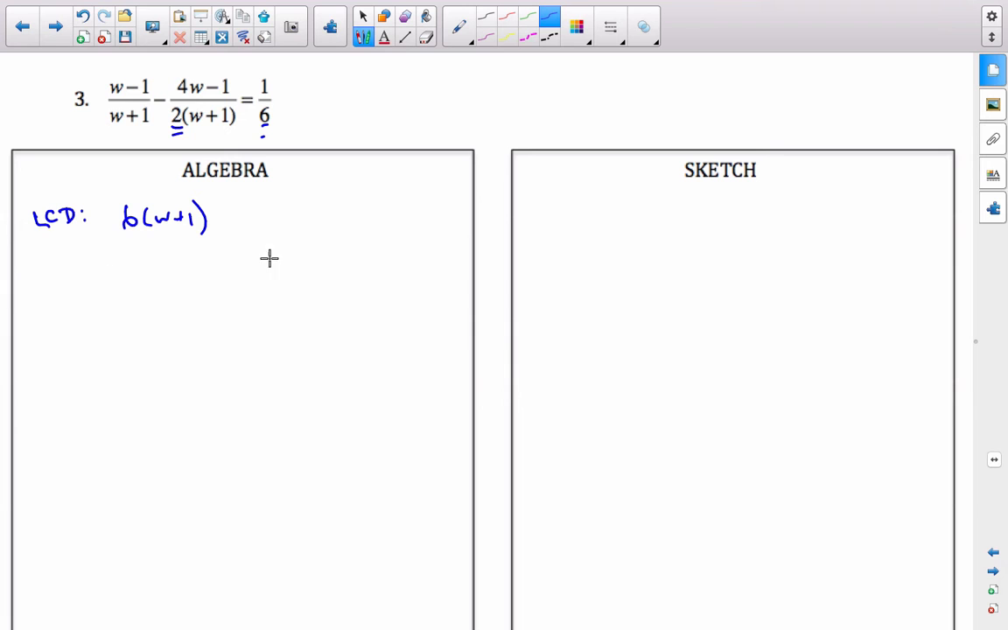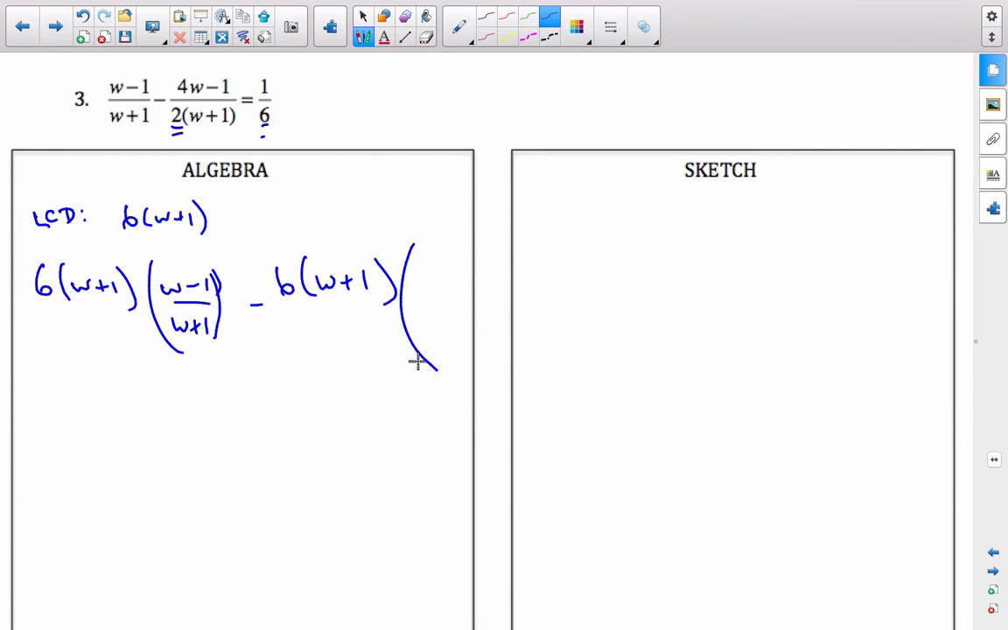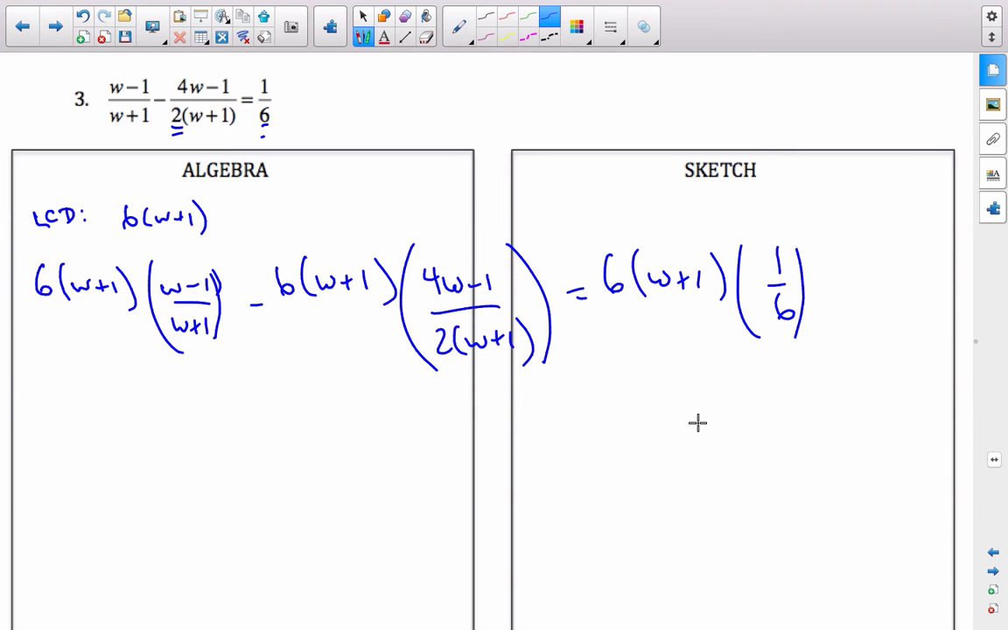And so I'm going to write a lot out, and then it's going to clean up. Take the time and write this step out. I can't emphasize it enough. So it's 6(w plus 1) times (w minus 1) over (w plus 1) minus 6(w plus 1) times (4w minus 1) over (2w plus 1) equal to 6(w plus 1) times 1 over 6.